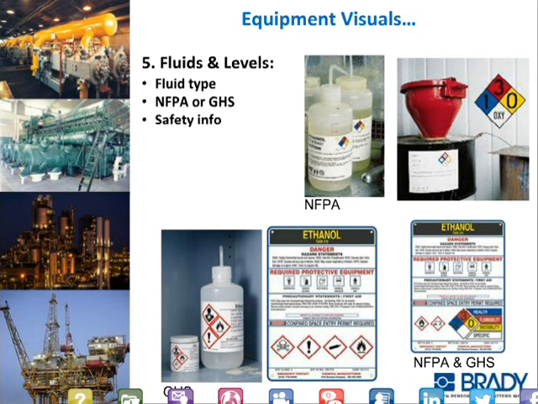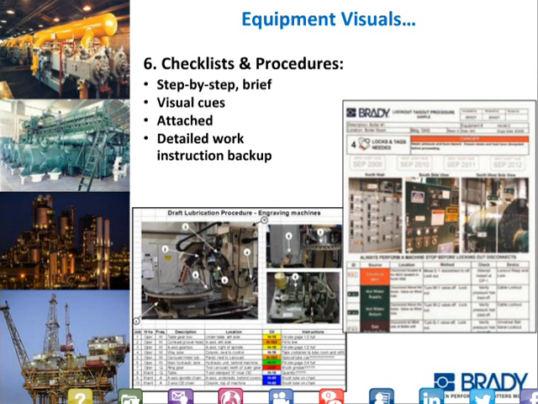Number 6, checklist. Checklists and procedures. What we're showing here are 2 examples. The one in the center of the slide, near the bottom, is a lubrication diagram. And it shows all the lube points, the frequency, who does them, the description of them, where it's located, the type of lube, and some instructions on how to lubricate or replenish the lubricant.